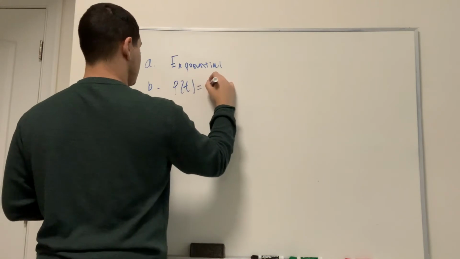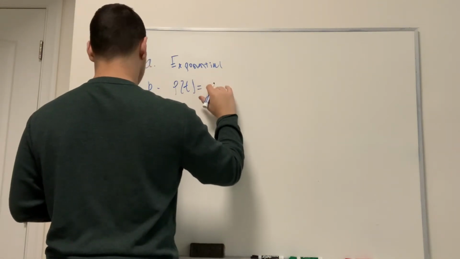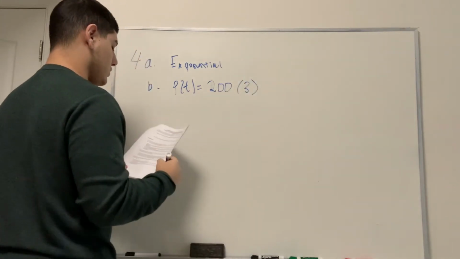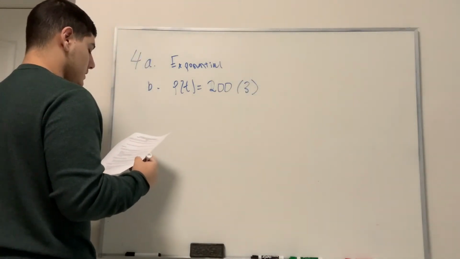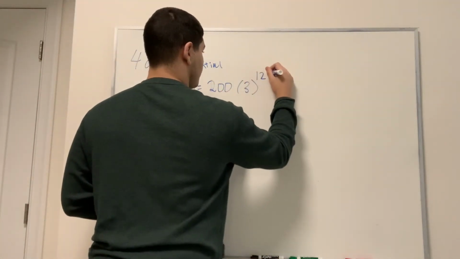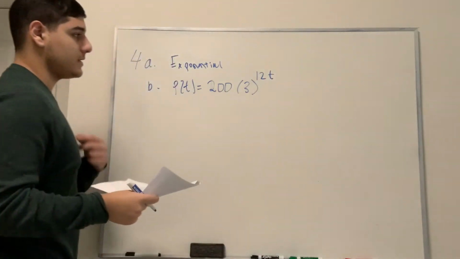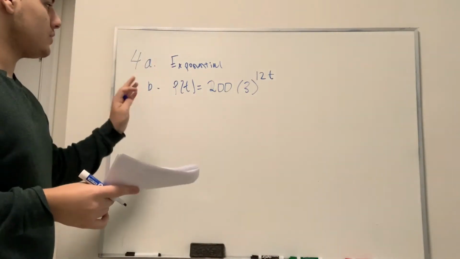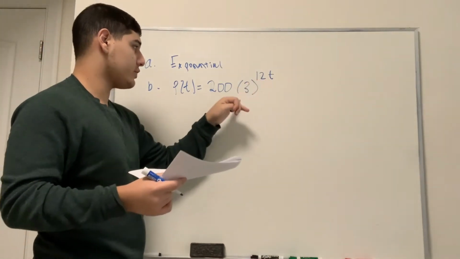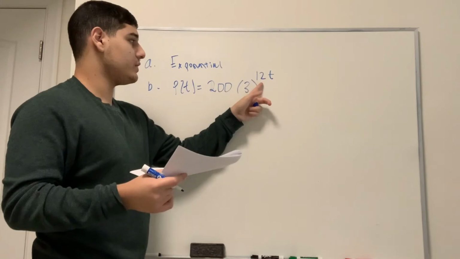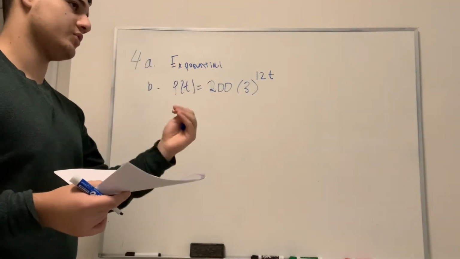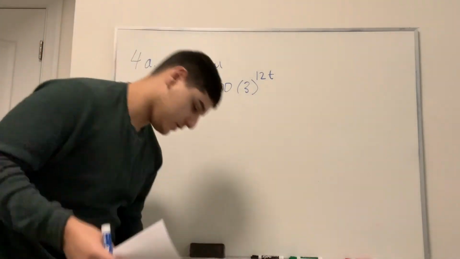Population with respect to t equals the initial, which is 200 insects, times 3, the rate at which it increases every t years, but it increases every month. So every year it actually increases 12 times. So here you have the number of years. After 1 year it increases 12 times. After 2 years it increases 24 times, because every month it increases. There's 12 months in a year, therefore it increases 12 times every year.